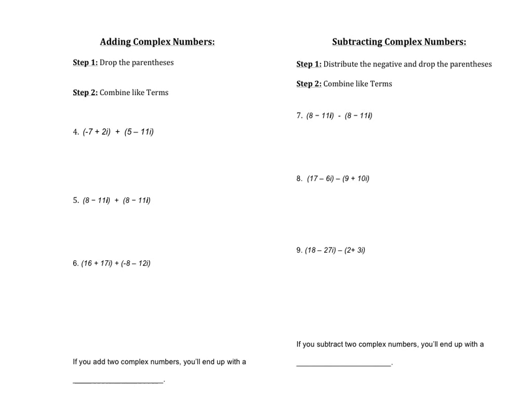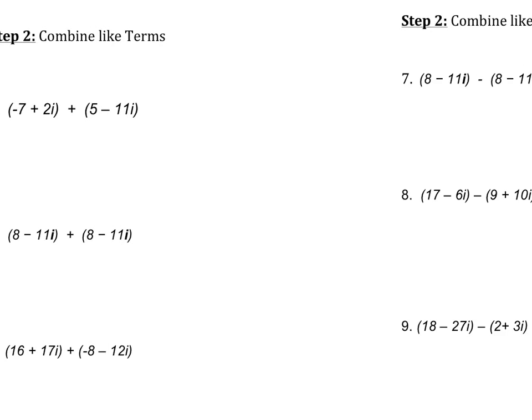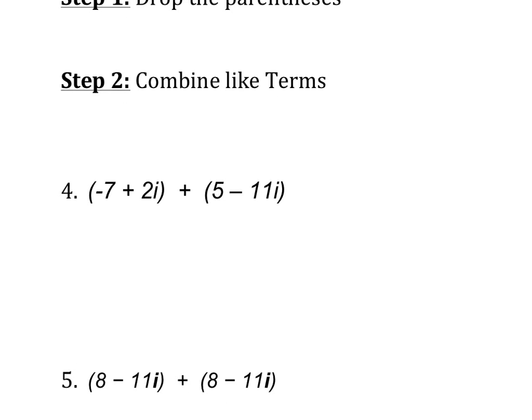In this video, we'll learn how to add and subtract complex numbers. So let's look closer at number 4. This is a complex number made of real number -7 and imaginary number 2i. This is another complex number made up of real number 5 and imaginary number 11i.